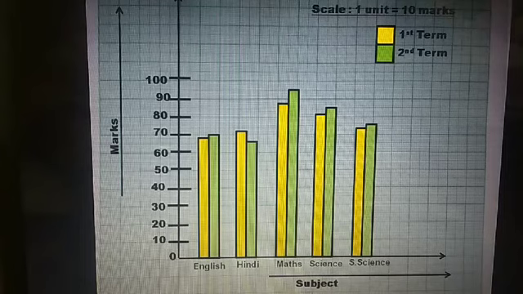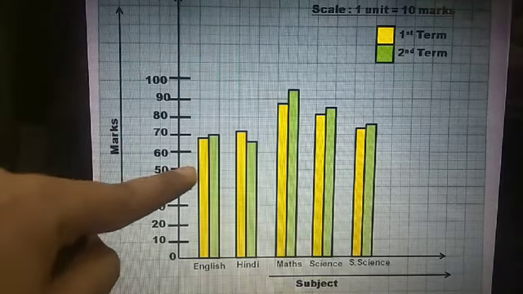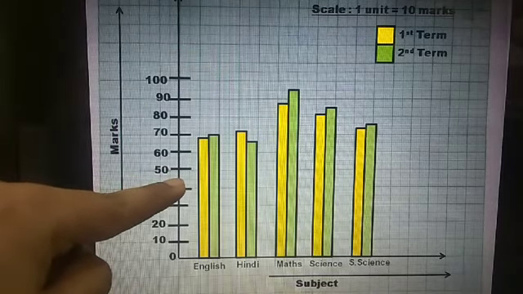Once everything is over, here you have to answer some subparts. In which subject has the child improved his performance the most? Now first you will notice in how many subjects he is improving. See, in English, yellow is smaller, so he is improving.